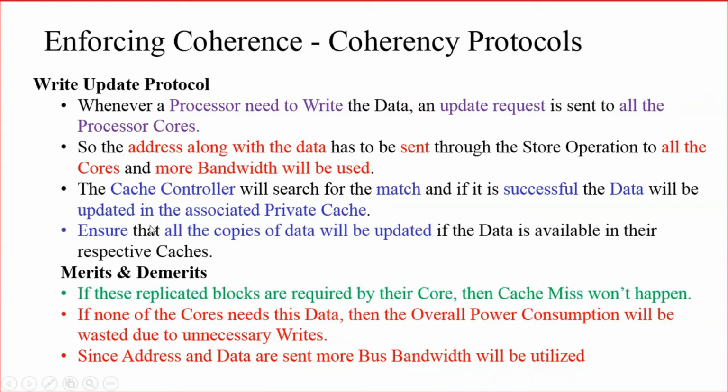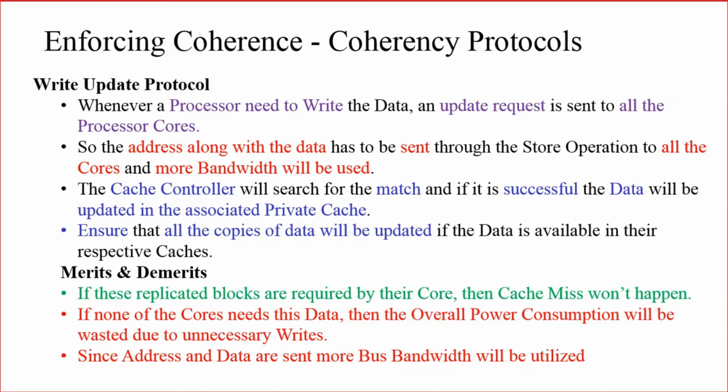The data will be updated in the associated private cache. Say for example, P1 is trying to write a data to D as 5. So what does P1 do? P1 will send the address location D as well as the data, that is 5, to all the cores.